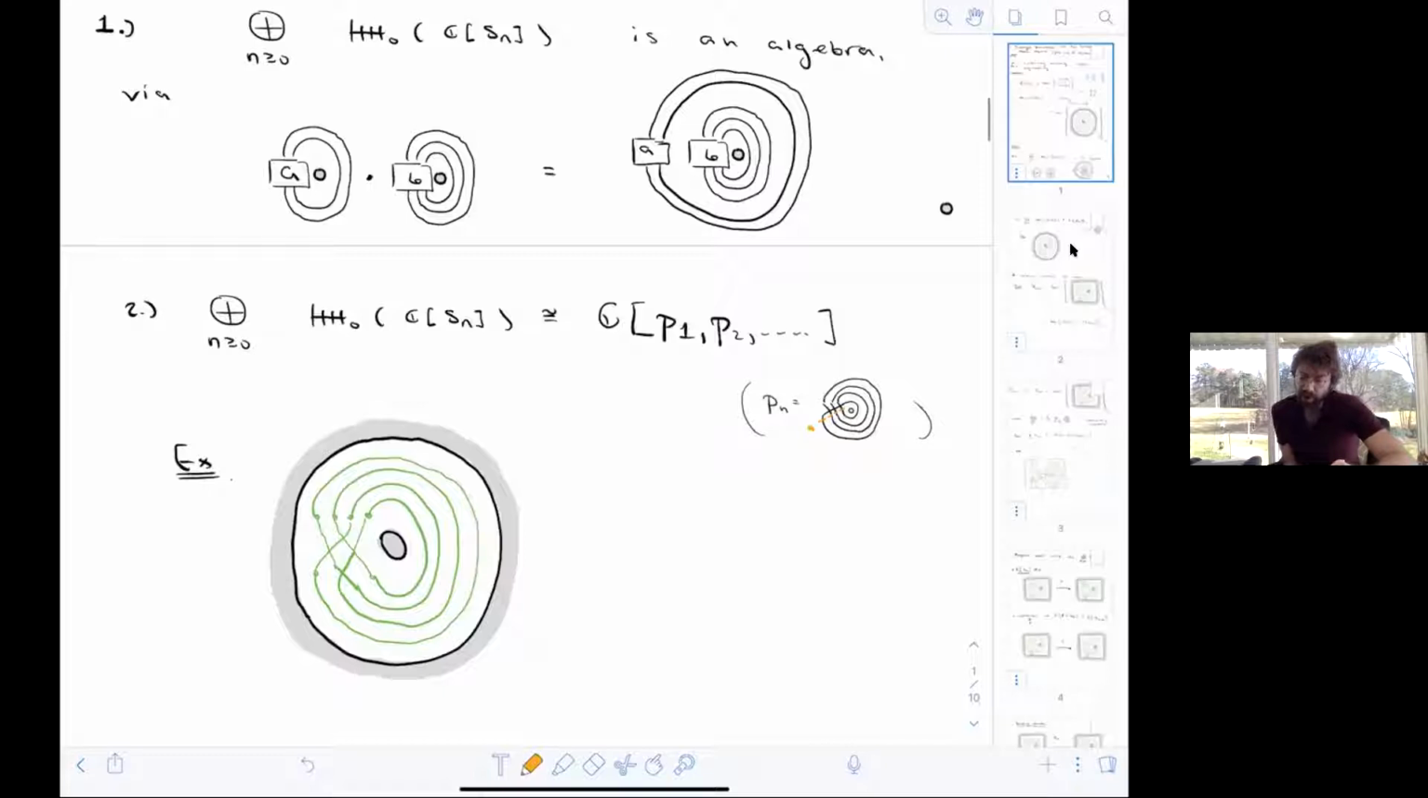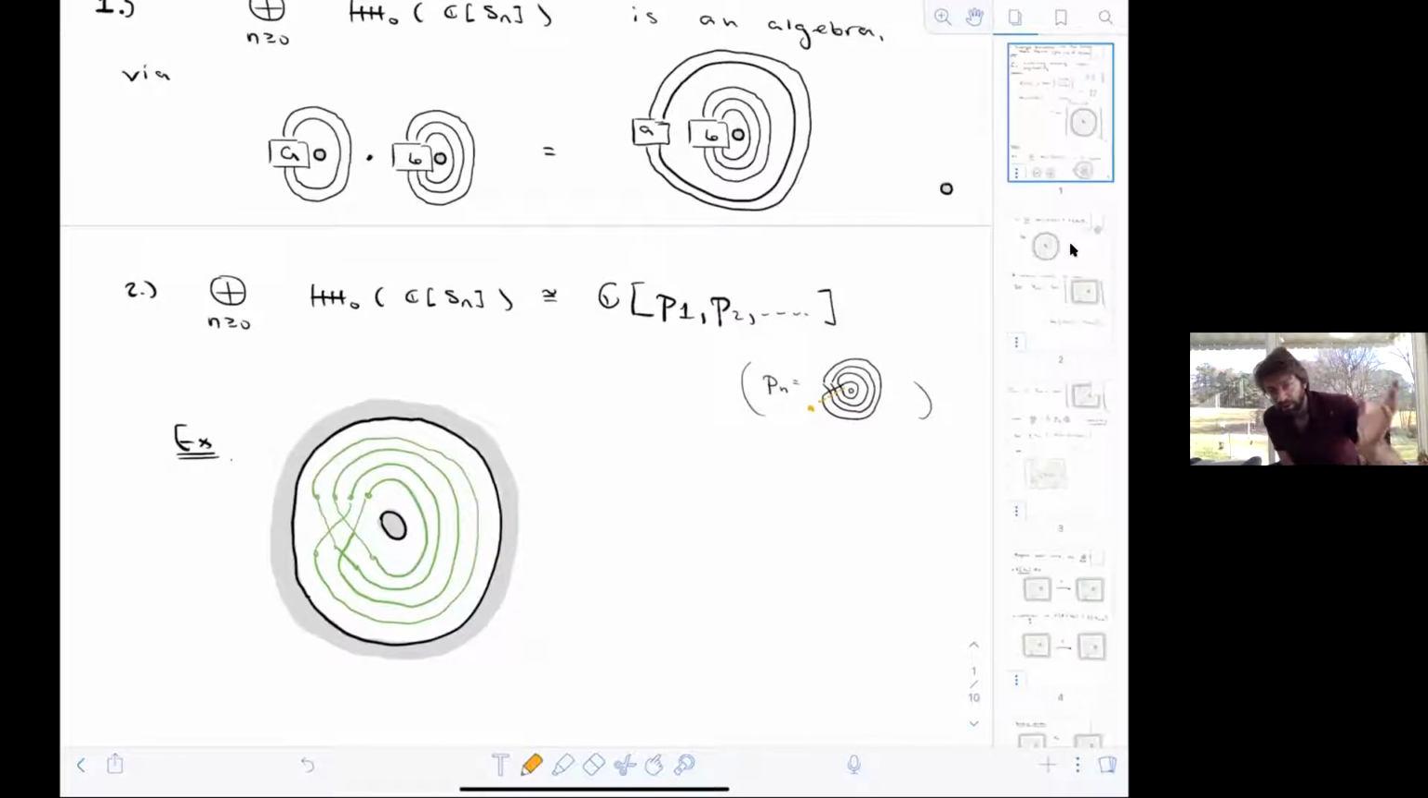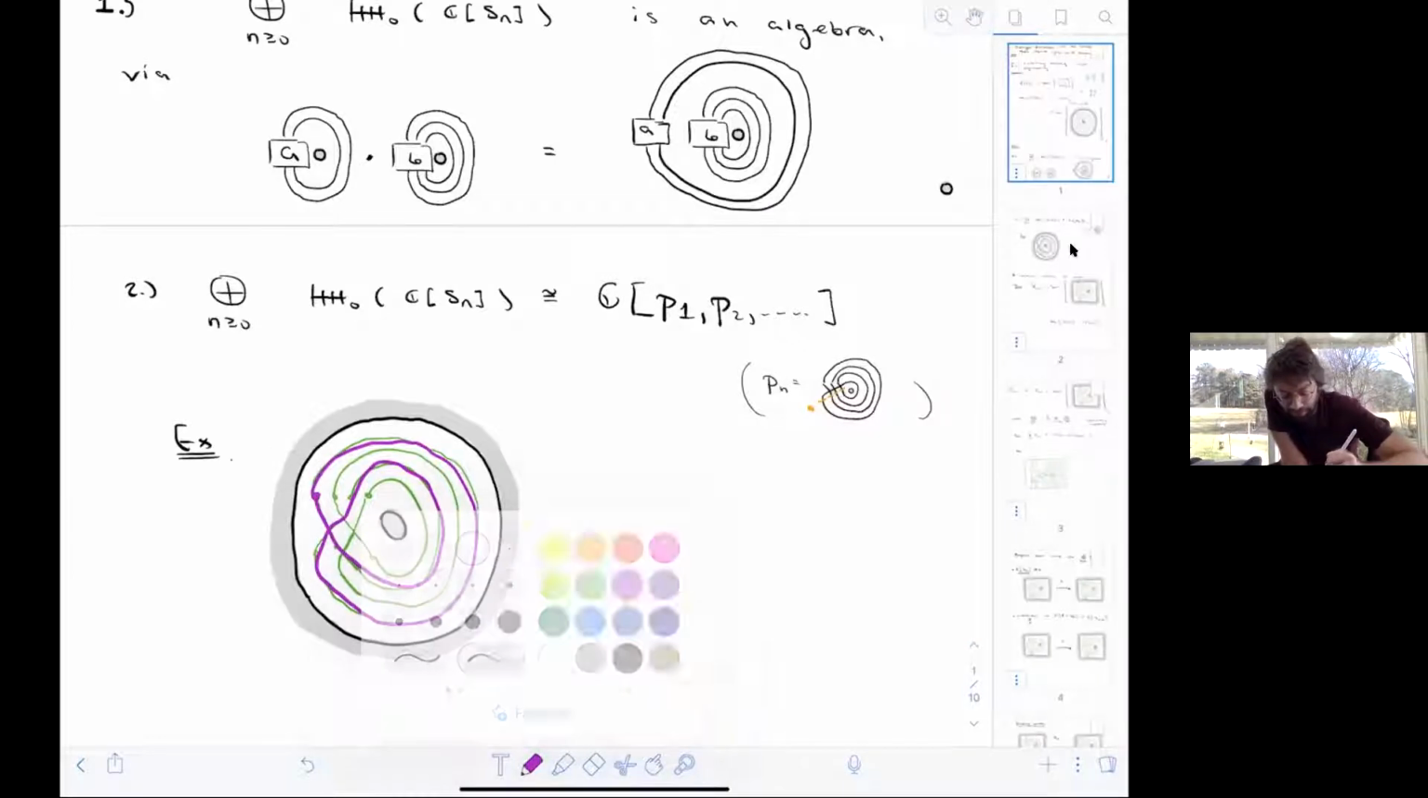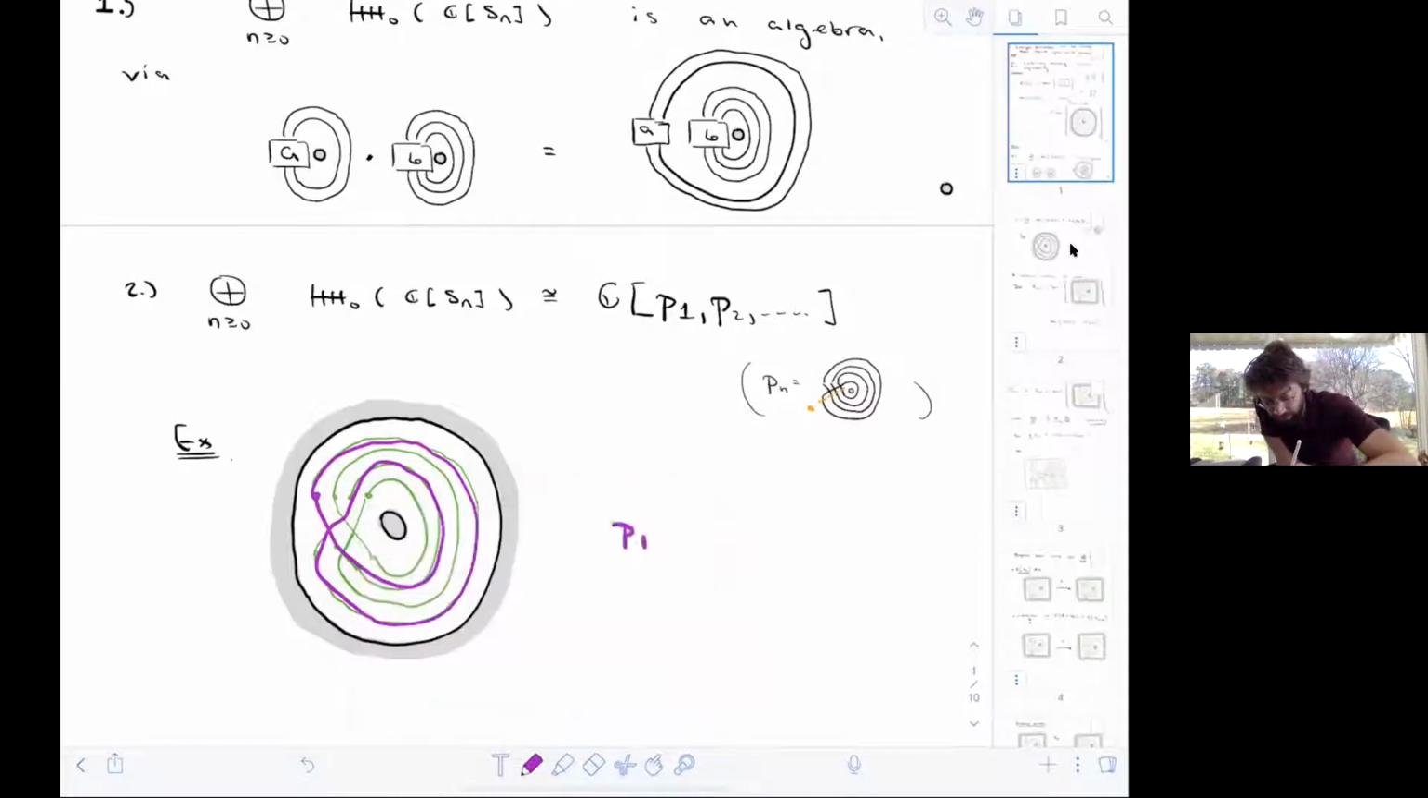Here is an example of how one could write an arbitrary diagram as a monomial in this isomorphism. Again, the relevant information is the number of components and the number of times each component winds around the whole of the annulus. This is the kind of skill that will be useful later, so let me go through it in detail. Our first component, this purple component, winds around the whole of the annulus twice. That's going to give us a factor of p_2.